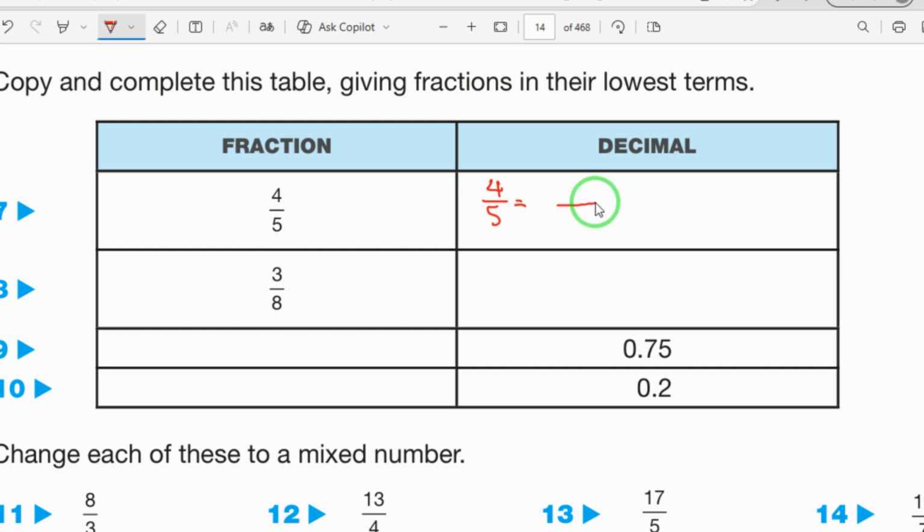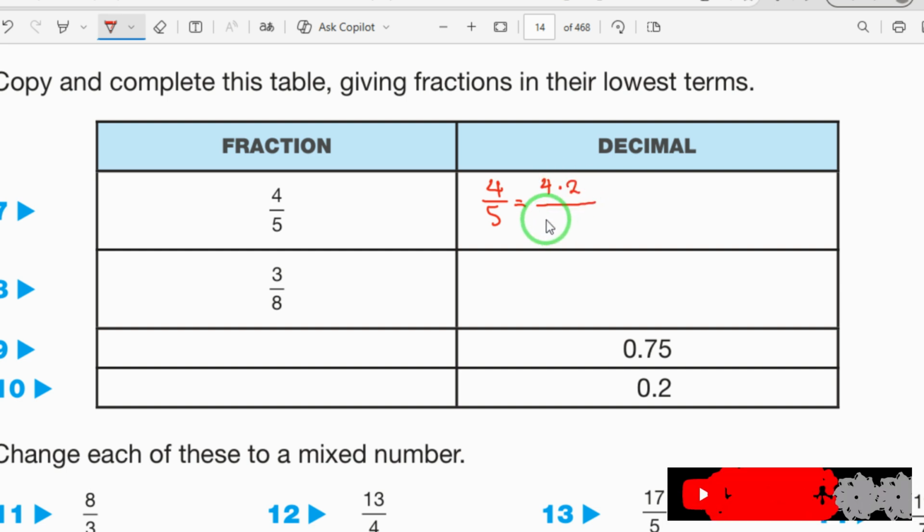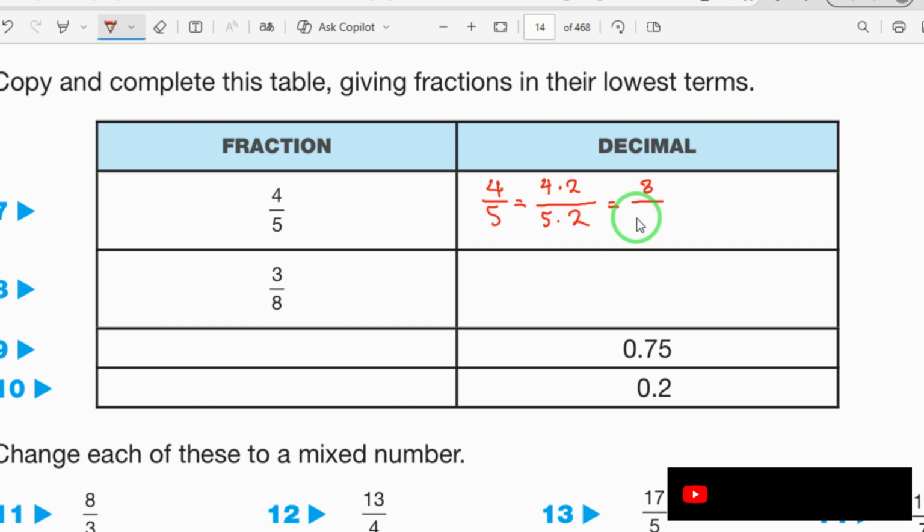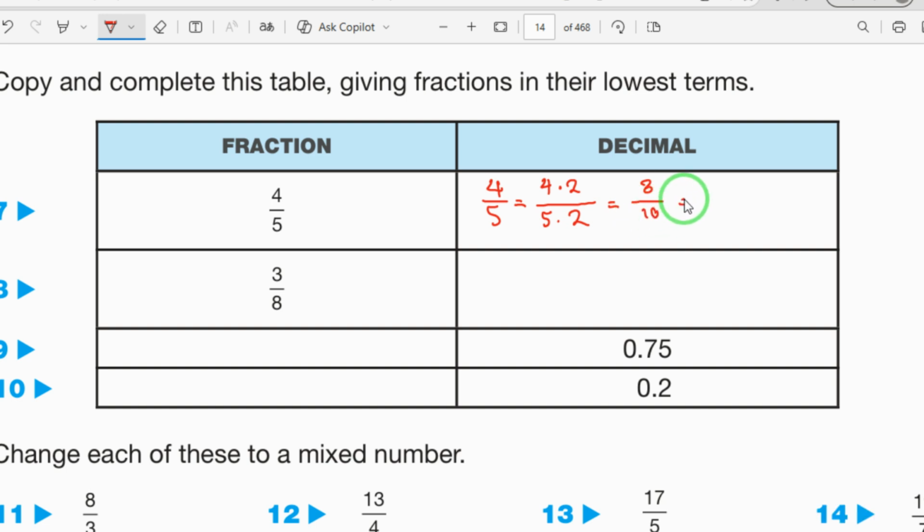The best way is to multiply the numerator and denominator by 2 in this problem. We multiply numerator and denominator by 2. So 4 times 2 is 8 and 5 times 2 is 10. When the denominator is a power of 10, we write the numerator and count the number of 0s in the denominator. Because we have only one 0, we separate from right to left one decimal place. So the answer becomes 0.8.